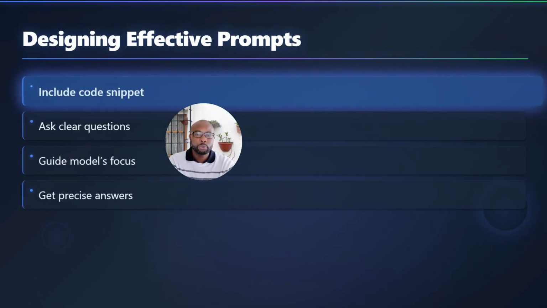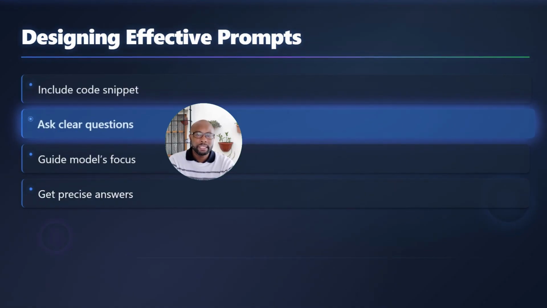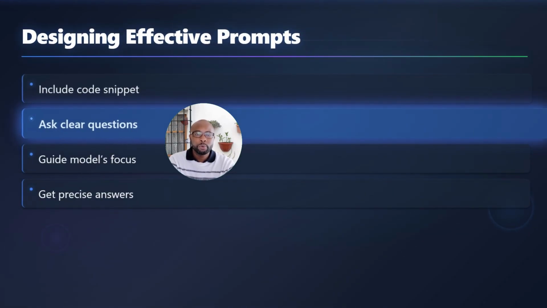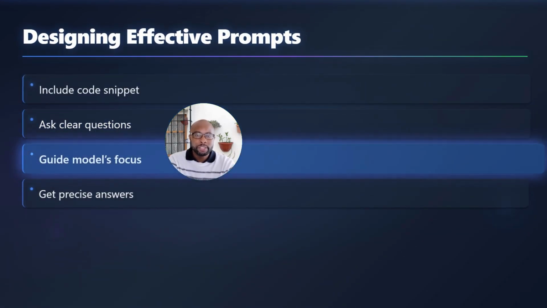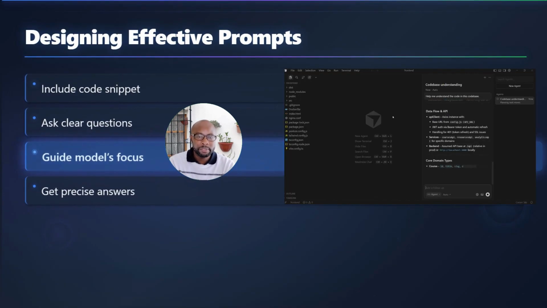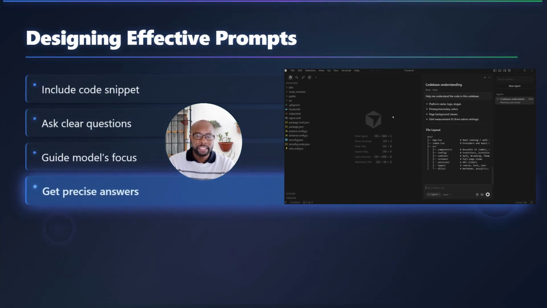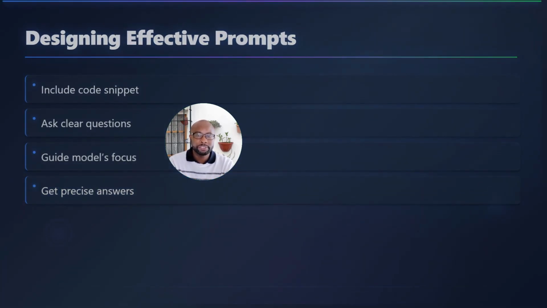Prompt design is crucial. You want to feed the LLM retrieved code plus a clear question, for example, "Explain what this function does." A well-crafted prompt helps the model focus on the important parts and deliver precise, useful answers.